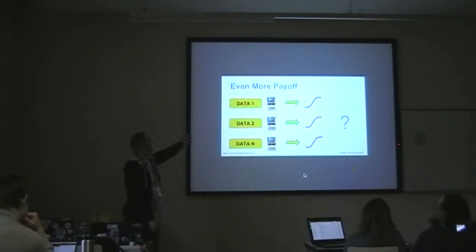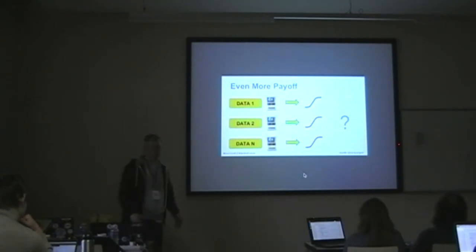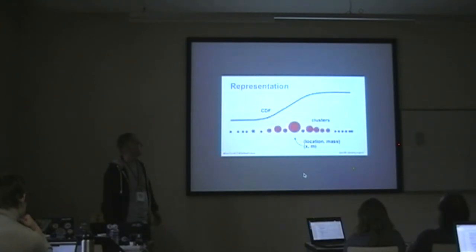And it's easy enough to see how you can take a sketch of the cumulative distribution for each of your partitions, but now you've got a bunch of these things, what can you do? Can you merge them like we merged all these other things? So to answer that question, I got to tell a different story.